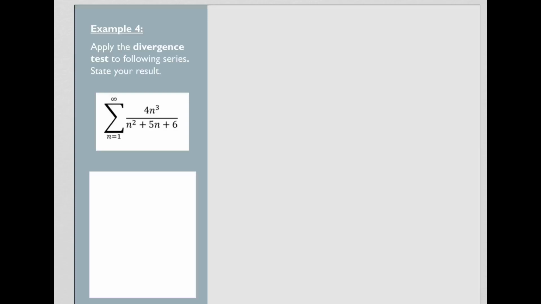All right. What is our series? Our series is actually a rational expression. It's a polynomial on top of a polynomial. 4n cubed over n squared plus 5n plus 6. And applying the divergence test tells us we want to look at the nth term of this series, which is 4n cubed over n squared plus 5n plus 6, and we want to look at the behavior as n goes to infinity. Do you see what happens right away?